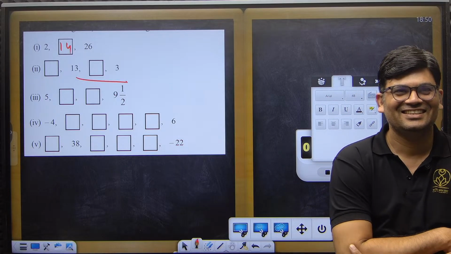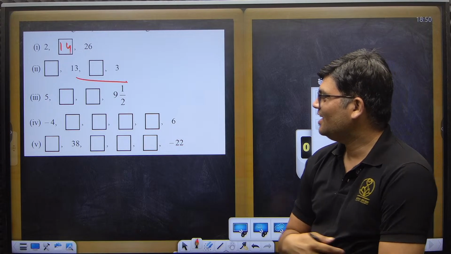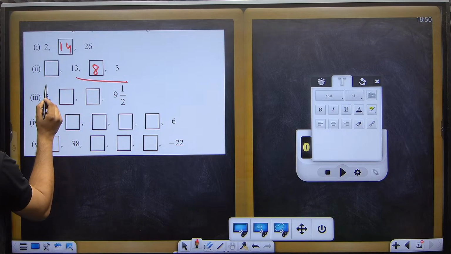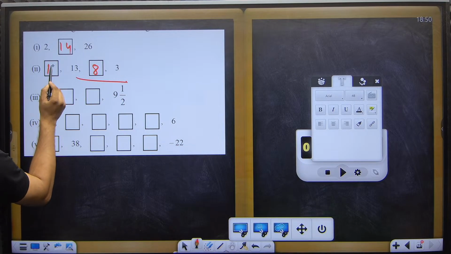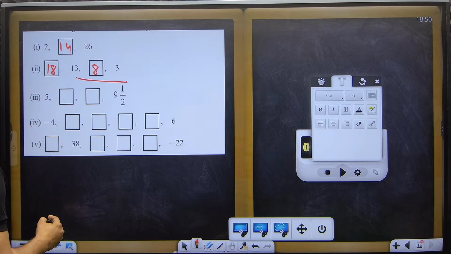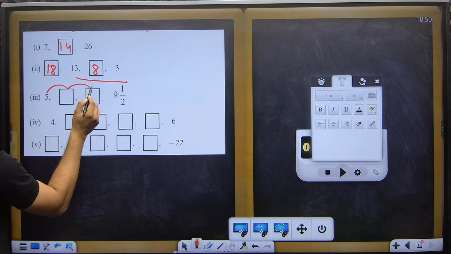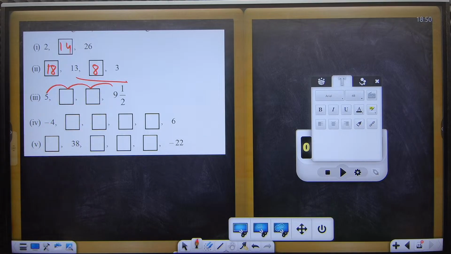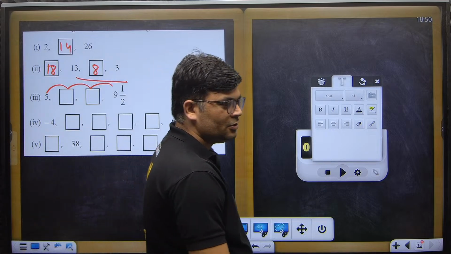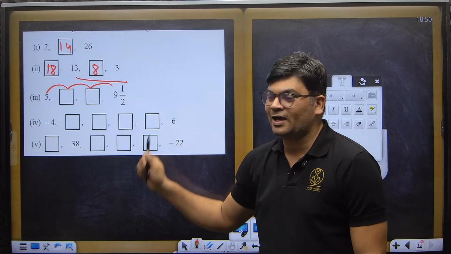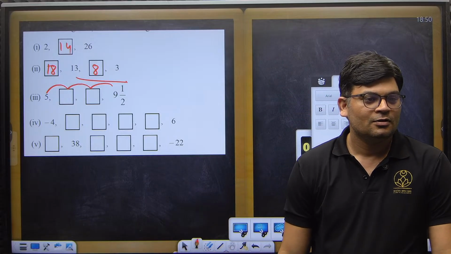Sir, the third term is 8. Yes, third term. Okay, the third term is 8 and then 18. Very good. 18. Wonderful. Now find this. How much jump are you doing? 1, 2, 3. So in 3 jumps you are going 4.5. You are moving 4.5. So in 1 jump how much? 1.5.